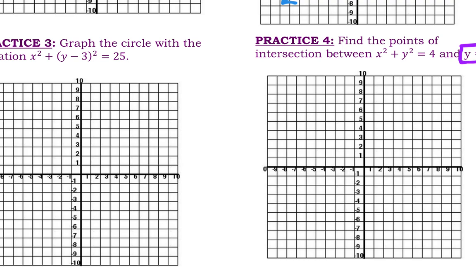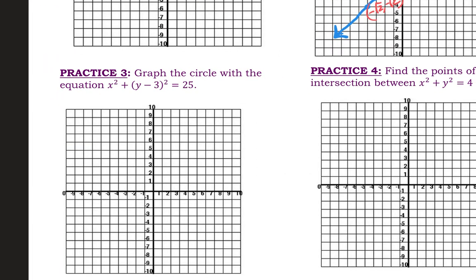So first line, Zane, what was your center on that first line? On the first problem? 0, positive 3, right? So if there's no number, there's a 0. Remember, just take out the opposite, or you can set that equal to negative k and then solve from there. And what was your radius? 5. Square root of 25, the radius is 5. So 0, 3 is your center.